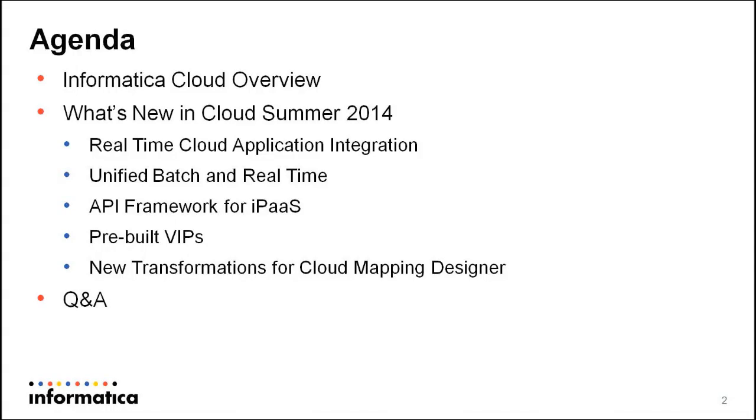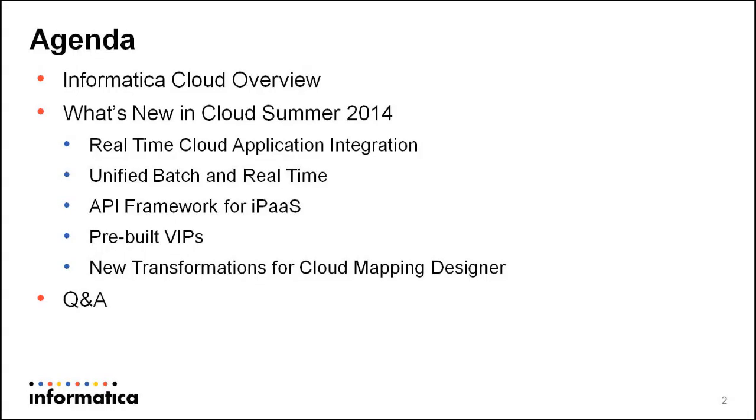Our agenda today is pretty broad and comprehensive, and we hope exciting for you as much as it has been for us to get this release out. We're going to do a quick recap of the entire Informatica Cloud portfolio so everyone understands what we offer. And then we're going to go into the key highlights of the Cloud Summer Release, mainly around our exciting new real-time application integration capabilities, how we've now created the single most unified batch and real-time solution in the iPaaS space. We're also going to expose and discuss our API framework for iPaaS style integrations.